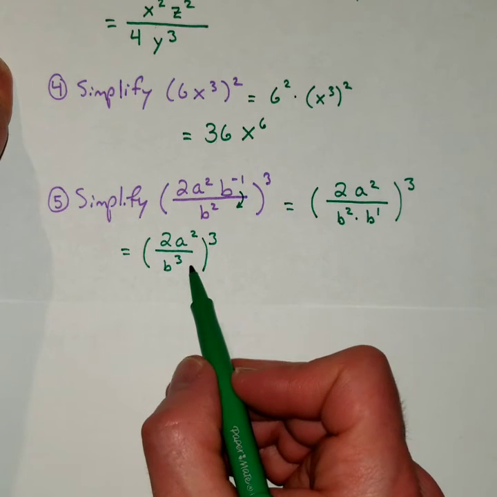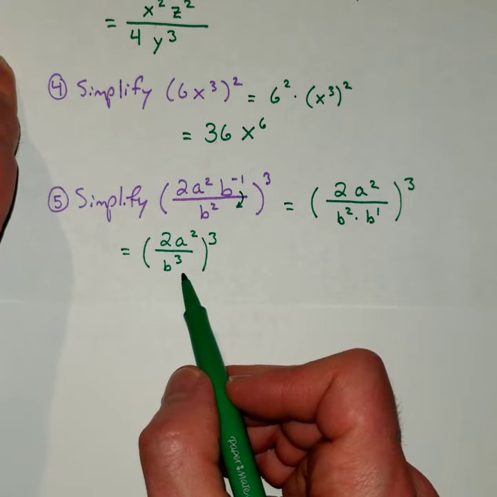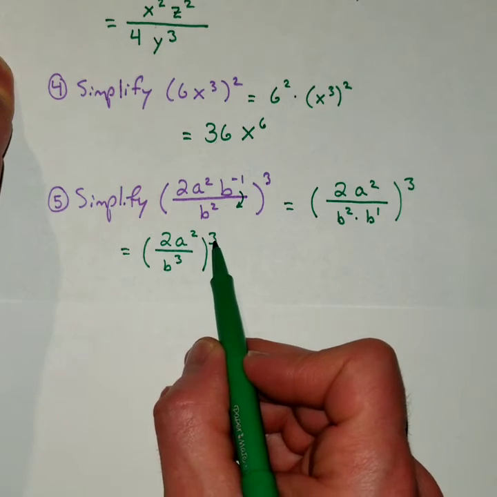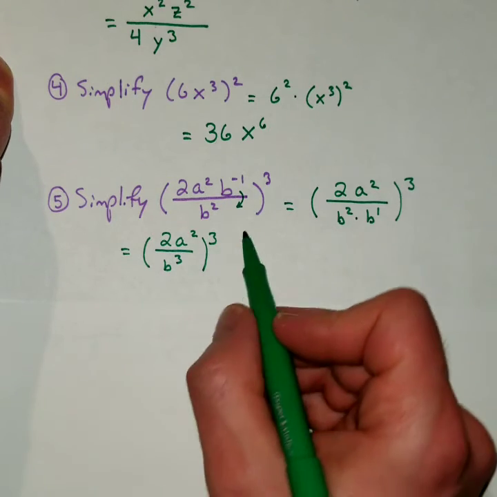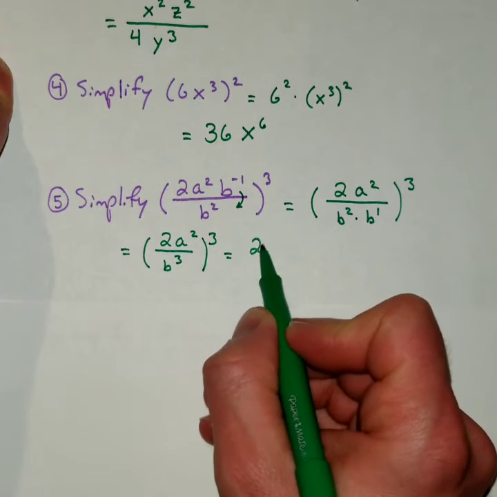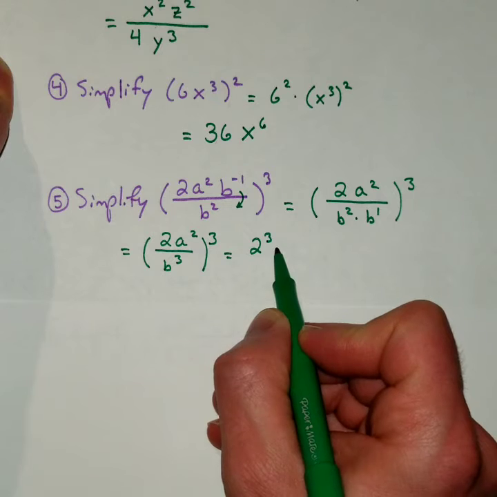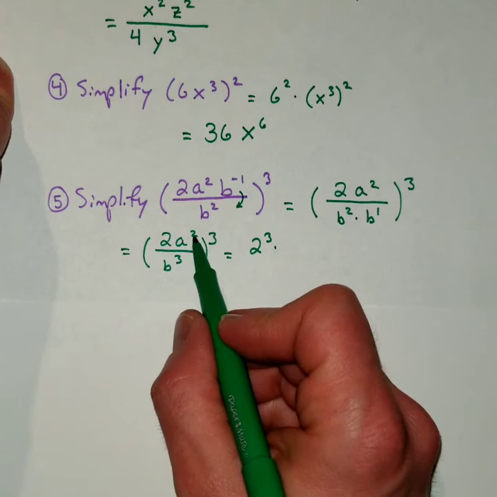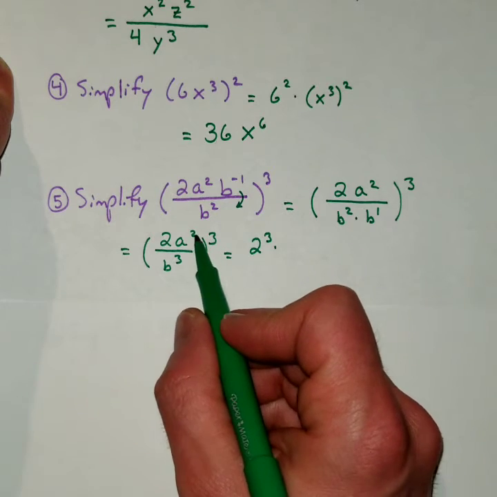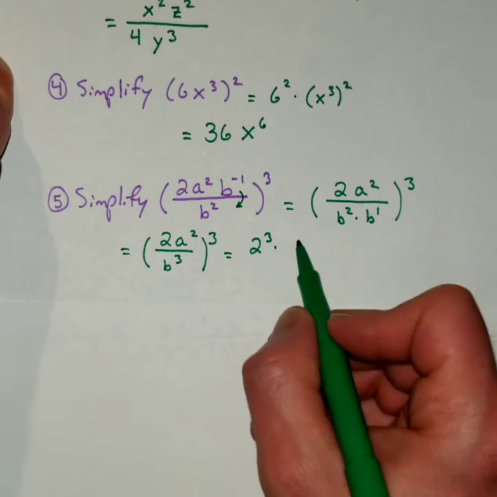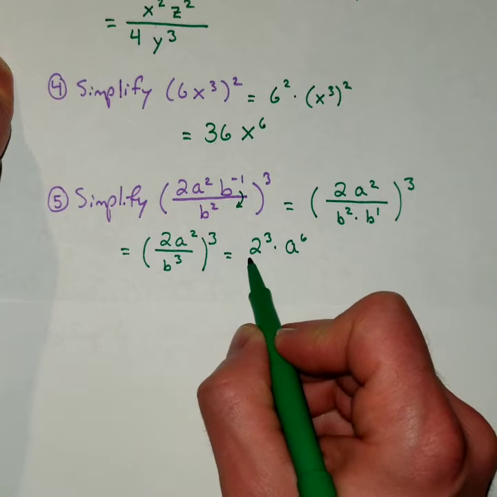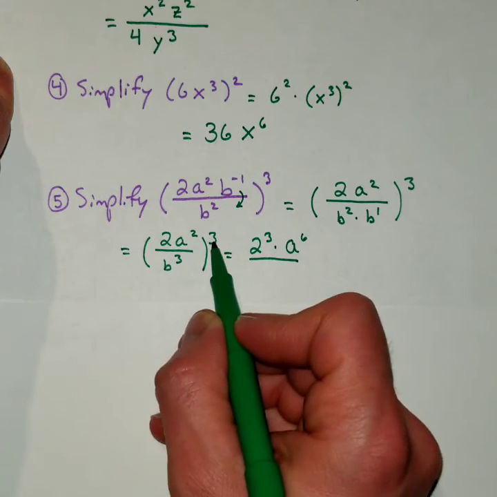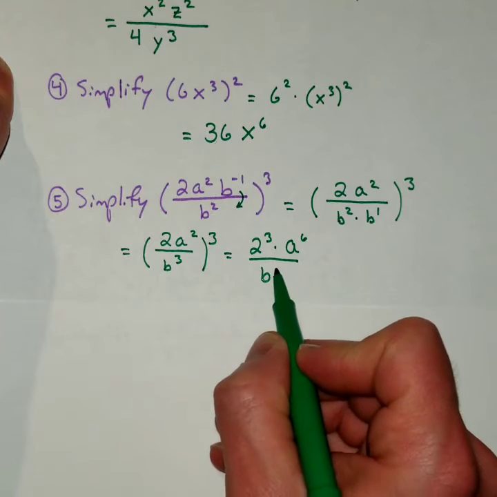Okay, now I'm going to utilize a combination of the product to a power and quotient to a power. I'm going to apply this 3 power to every factor in the parentheses. I'm going to get 2 cubed. And now when I apply the 3 to the a squared, I can multiply. It's a power to a power. So I multiply the 3 and the 2 and I get a to the 6th. And here b cubed cubed, power to a power, multiplies, and I get b to the 9th.